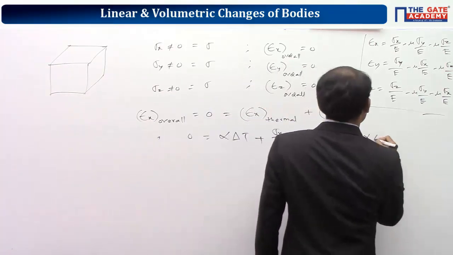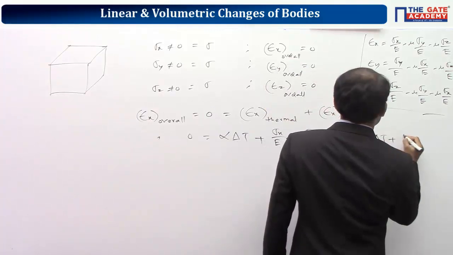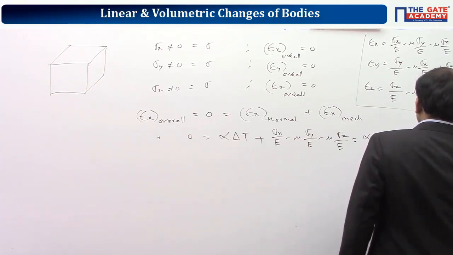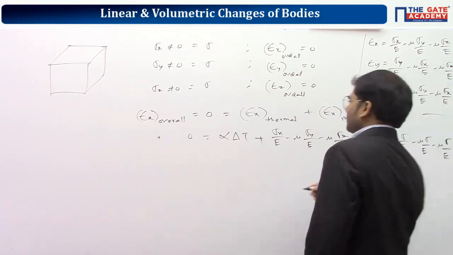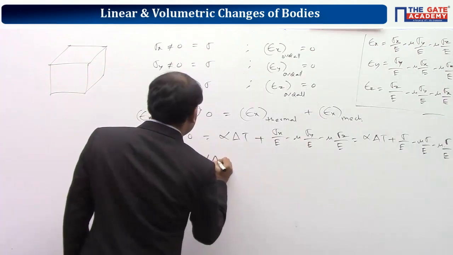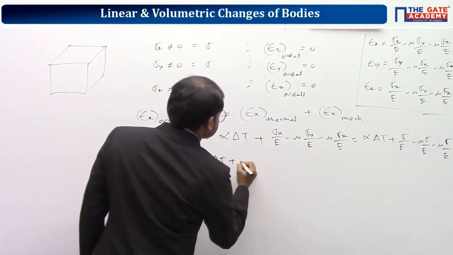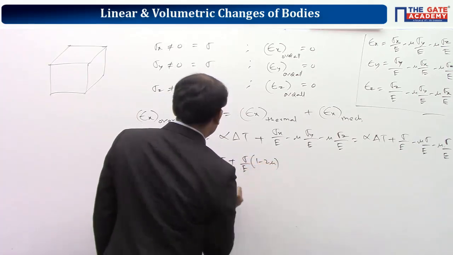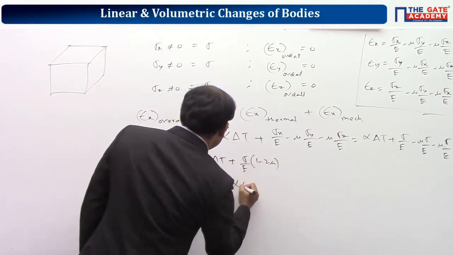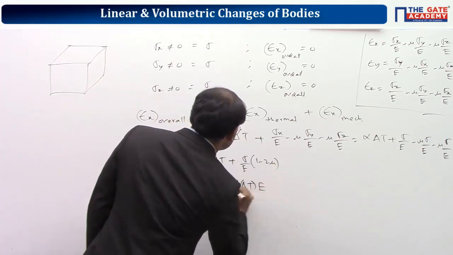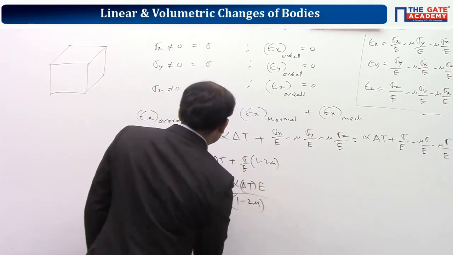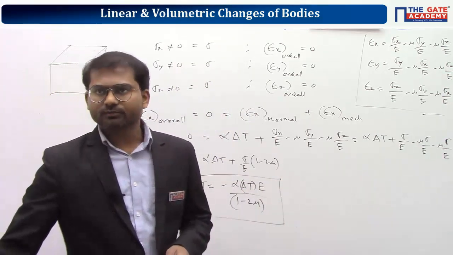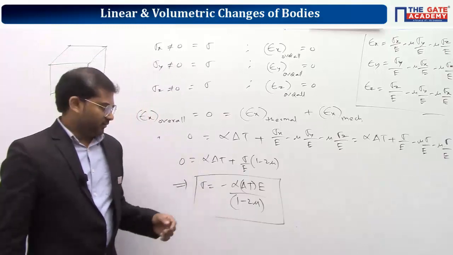So this becomes alpha delta T plus sigma by E minus mu sigma by E minus mu sigma by E. So this becomes 0 is equal to alpha delta T plus sigma by E whole into 1 minus 2 mu. This gives us stress value is minus alpha delta T into Young's modulus whole by 1 minus 2 mu. So this is the answer for this example.